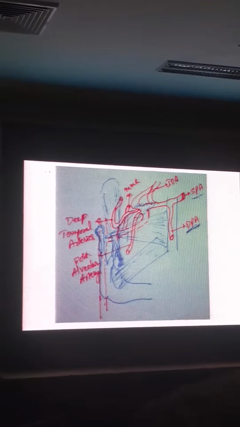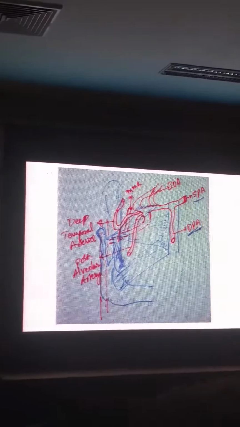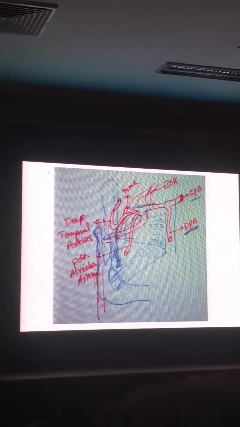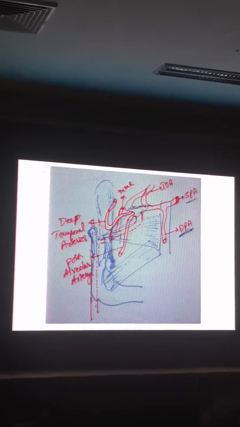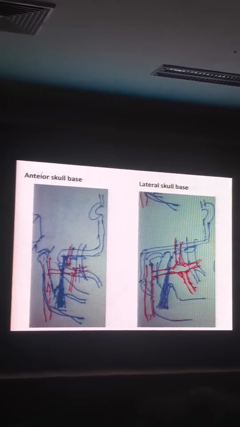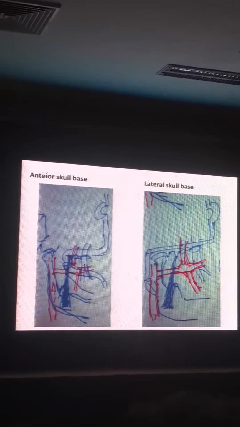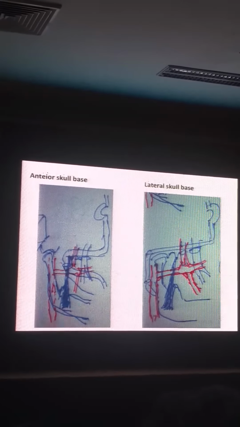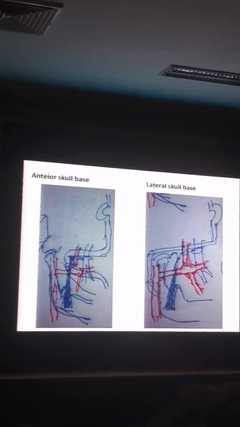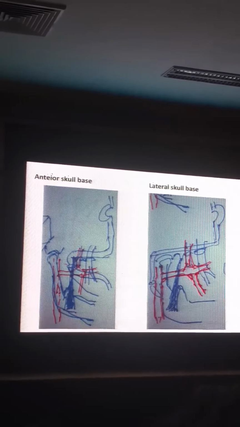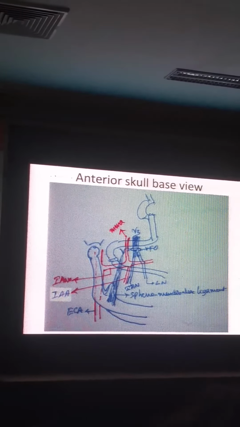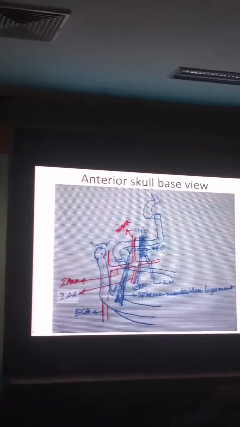The maxillary artery sometimes comes in between the two heads of the lateral pterygoid muscle, or below. So there is a little bit of variation. It may not always be inferior or always posterior. This side diagram is the lateral skull base, and this is the anterior skull base. The V3 and MMA, this MMA is going there in both ways. MMA and inferior alveolar artery, IMAX.